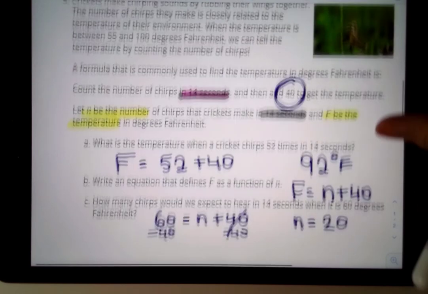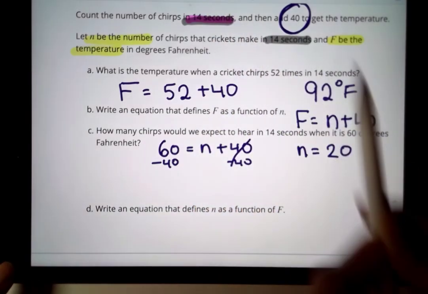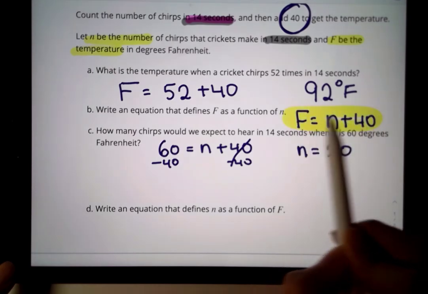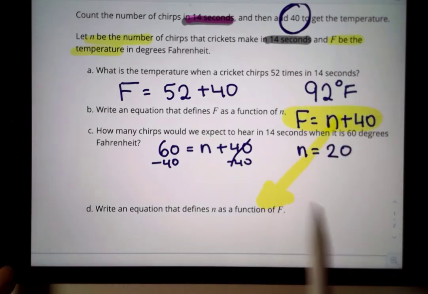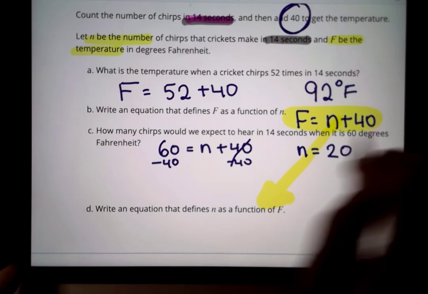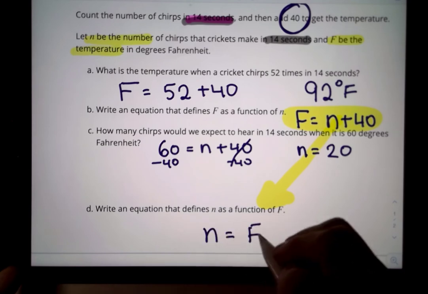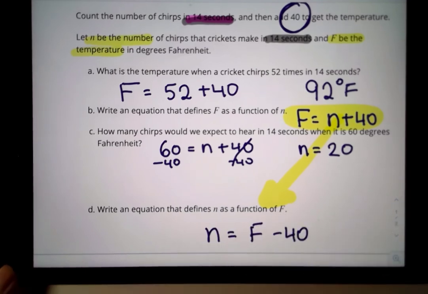Alright? And the last one, write an equation that defines n as a function of f. So we just have it here, this one. So I'm going to find the inverse of that. We just cancel 40 from each side, so you get n equals f minus 40, like this.